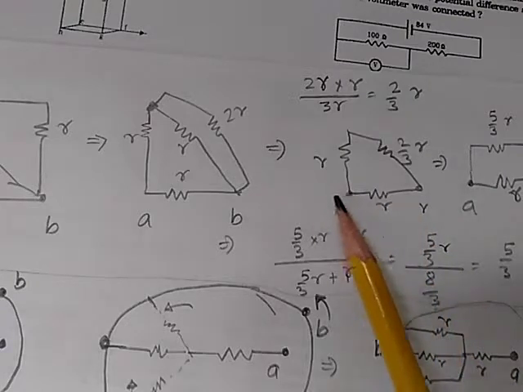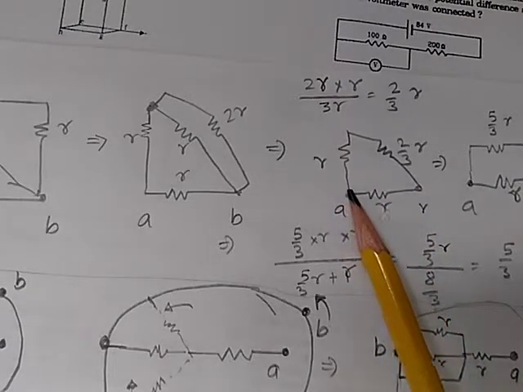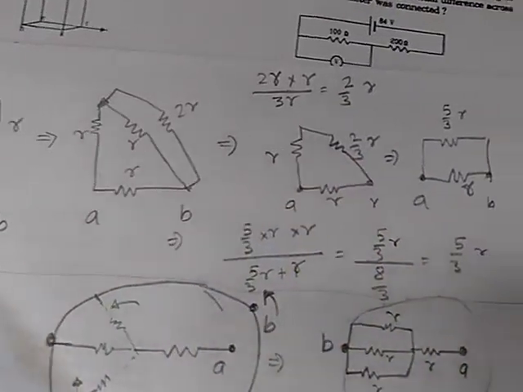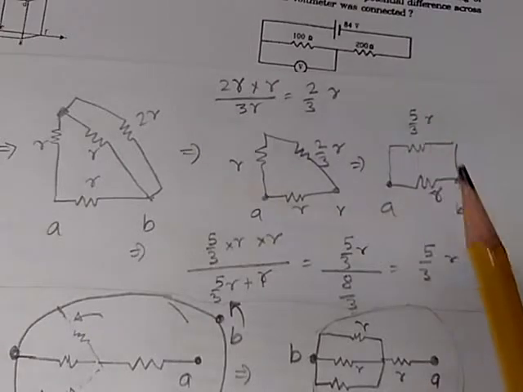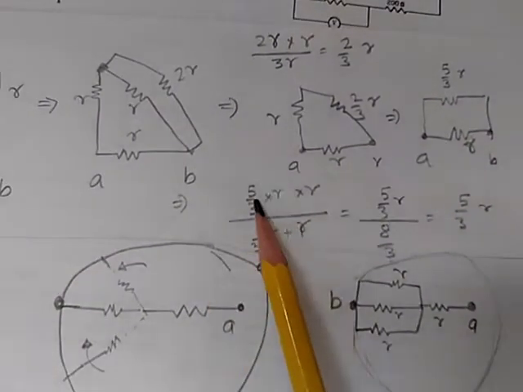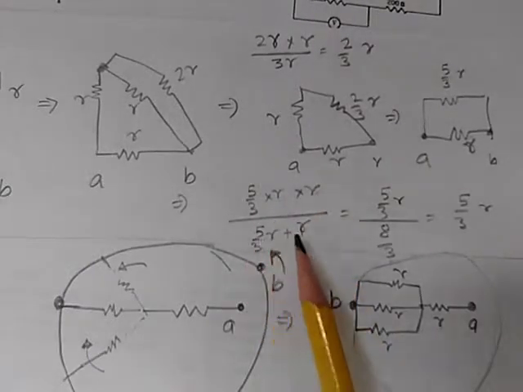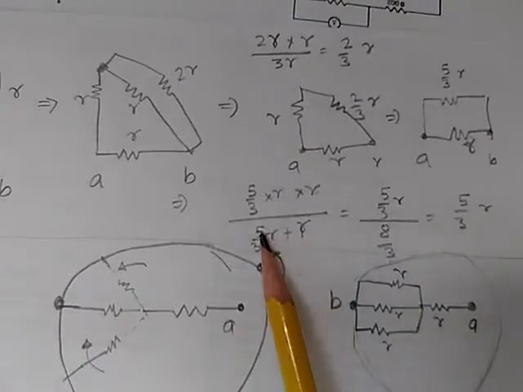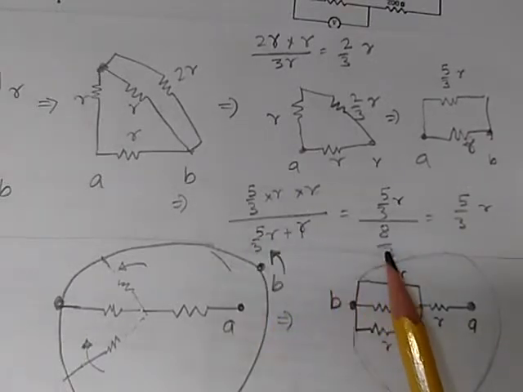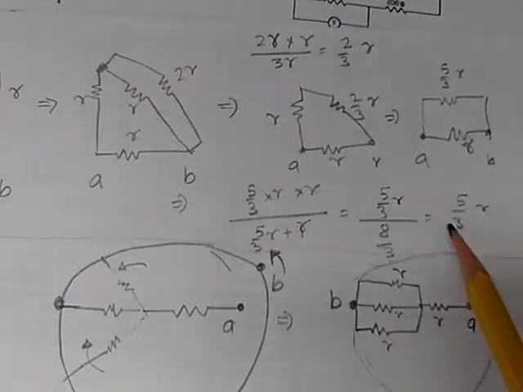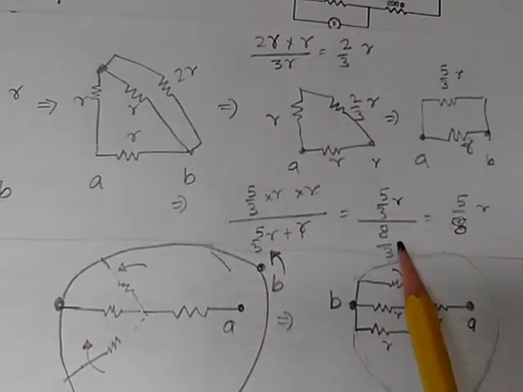Now we need to find the equivalent resistance between point A and B. 2 by 3R plus R is added, that becomes 5 by 3R. Now 5 by 3R and R are in parallel. So 5 by 3R into R divided by 5 by 3R plus R. This is 5 by 3R divided by 5 plus 3 divided by 3, 8 by 3R. The 3 gets cancelled, so this becomes 5 by 8R.